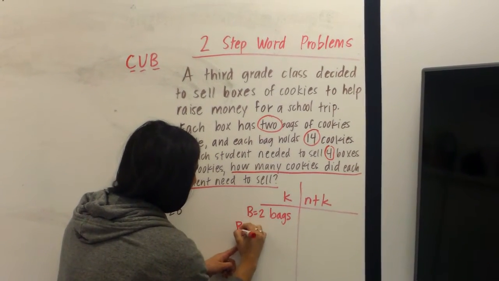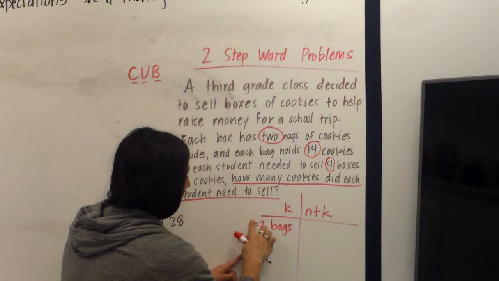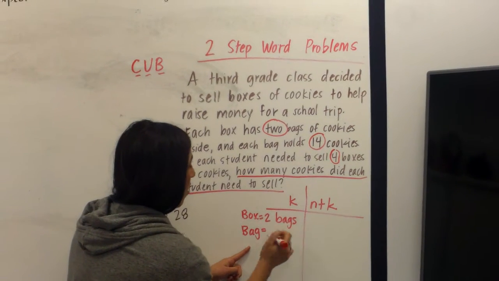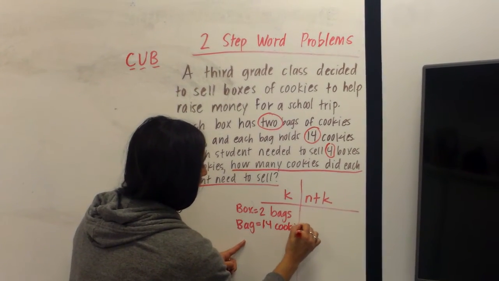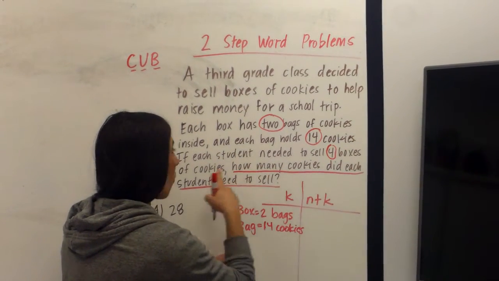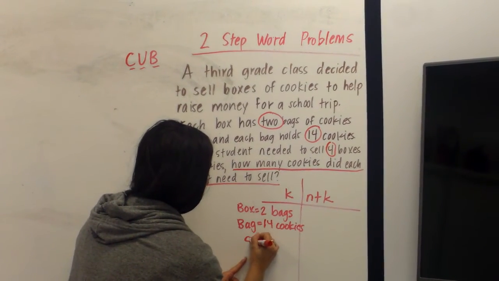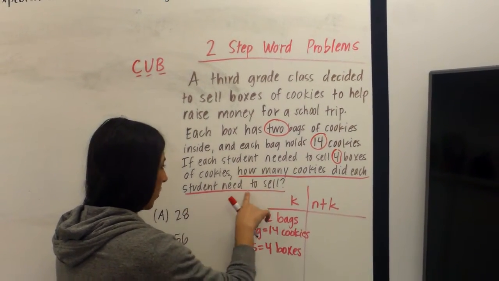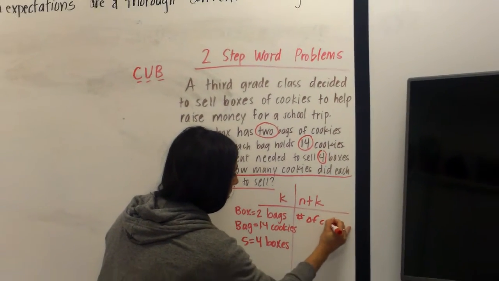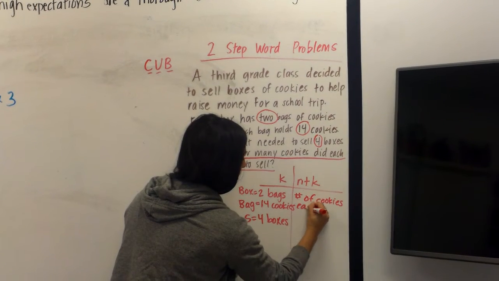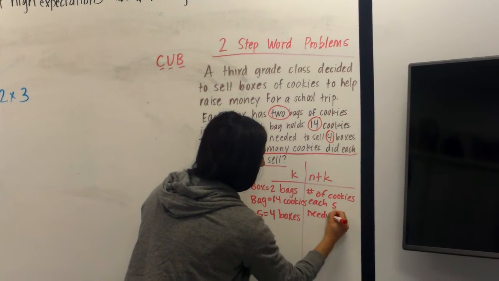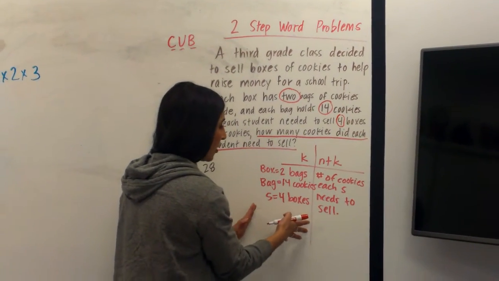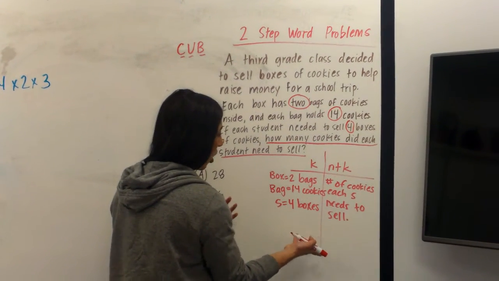I might make the distinction here, since there are too many B words. Box equals 2 bags, and bag equals 14 cookies. I also know that each student needed to sell 4 boxes of cookies, so each student equals 4 boxes. And I'm figuring out the number of cookies each scholar needs to sell, or whatever works for your scholar. We don't try to spend too much time on our key. We use this as a tool to help us figure it out.